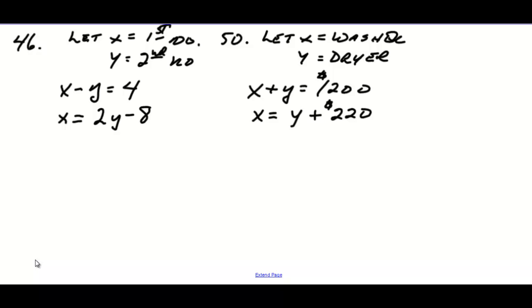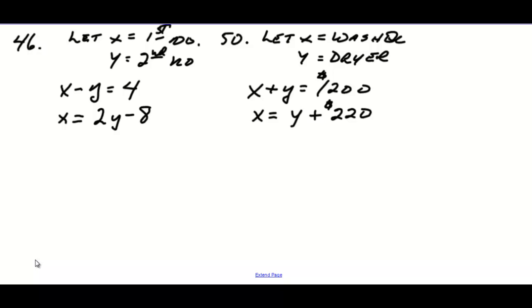Now you've got two formulas, you can go ahead and go for it. That looks like a pretty simple one. I think I'd take that second formula, subtract x on both sides, and now I would get x minus y equals 220 and go from there. That should work pretty well.